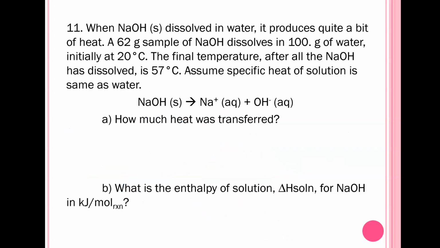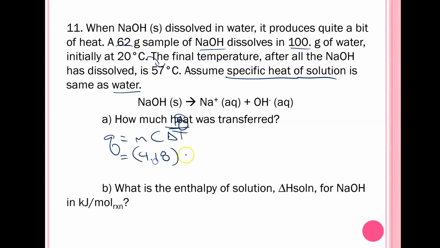Okay, so when you put sodium hydroxide in water, it actually produces a lot of heat. I've done this before. It's pretty exothermic. So if you take 62 grams of NaOH and you dissolve it in 100 grams of water, what you'll find is that the water temperature really goes up. So to calculate the amount of heat transferred, we're going to do Q. So Q equals the mass, the specific heat, and delta T. Okay, you're going to assume the specific heat is the same as water's, so that's going to be 4.18. The change in temperature is from 20 to 57, that's 37.